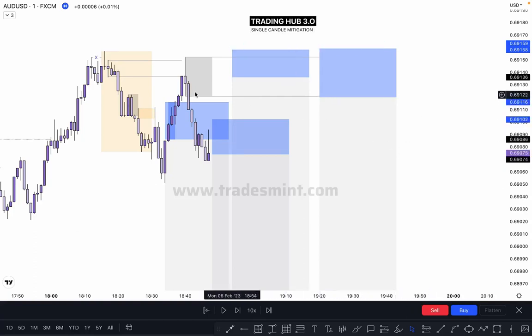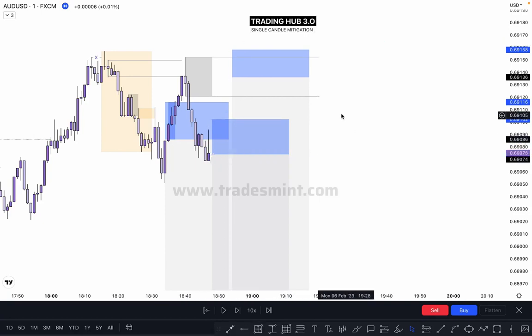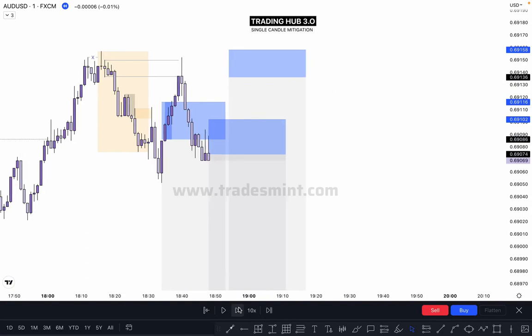What happens if market creates a single candle order block at this point? So how can you deal with it? Let me delete this one because this one is not mitigated here. Okay, let's see what happens next after this one.